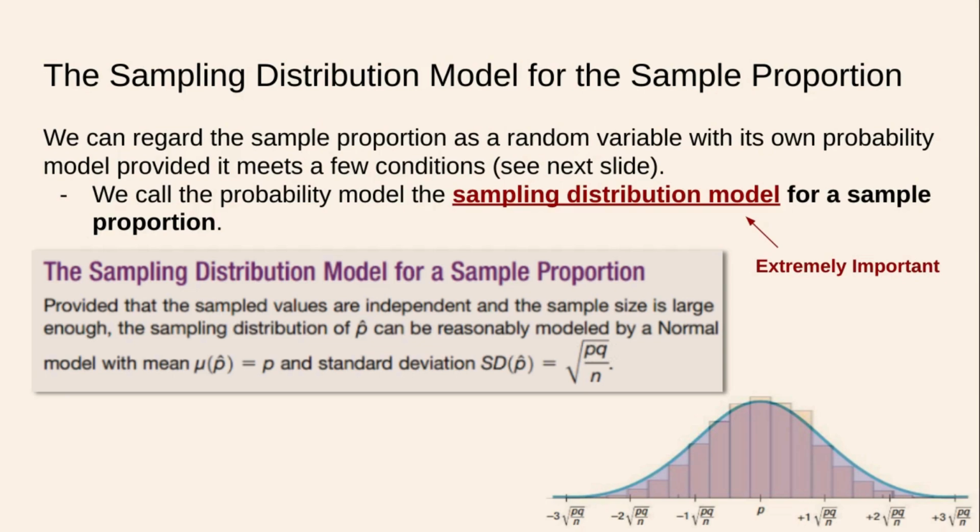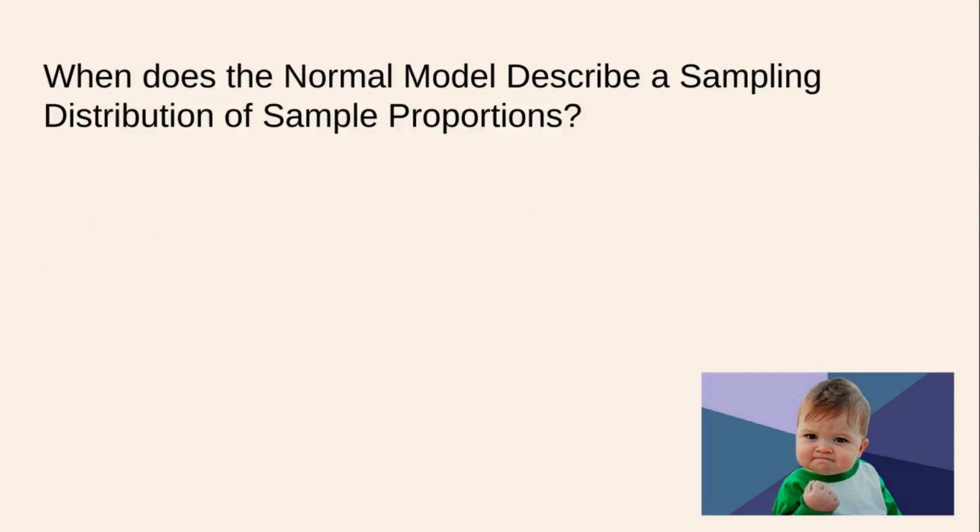Provided that the sampled values are independent and that the sample size is large enough, and we'll talk about what large enough means, the sampling distribution of the sample proportion, or p-hat, can be reasonably modeled by the normal model, with mean being the assumed population proportion, and the standard deviation being the square root of that quotient that we have already discussed. So, how do we know that we are able to use a normal model to describe a sampling distribution of sample proportions?